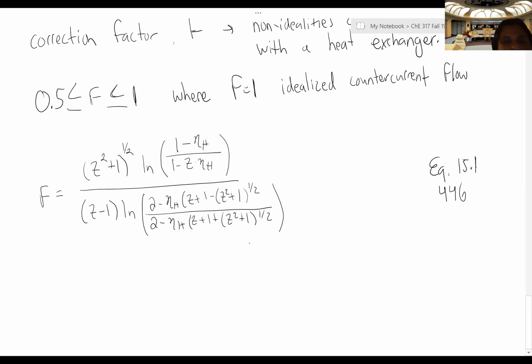is equal to the temperature of the hot side in minus the temperature of the hot side out, divided by the temperature of the cold side out minus the temperature of the cold side in. And this eta sub h value is equal to temperature of the cold side out minus temperature of the cold side in, over temperature of the hot side in minus temperature of the cold side in. And so by looking at the relative temperature differences at the entrance and exit of a heat exchanger, we can calculate the corrective factor for our driving forces.